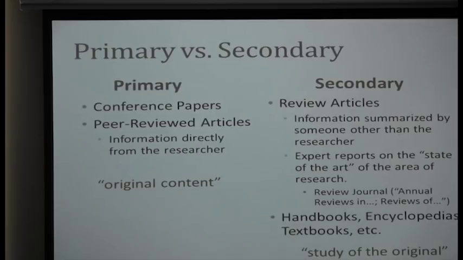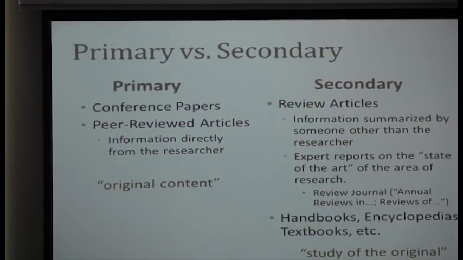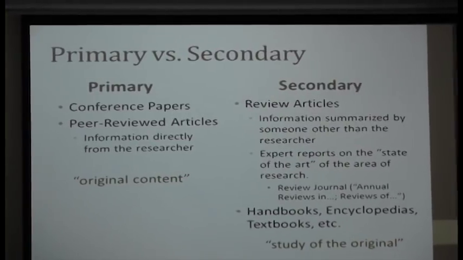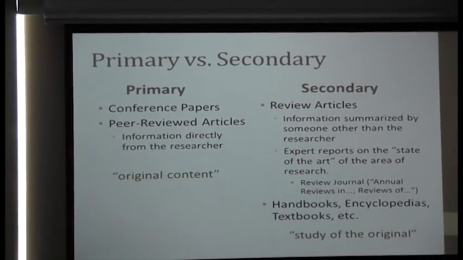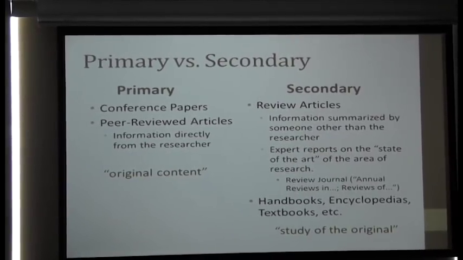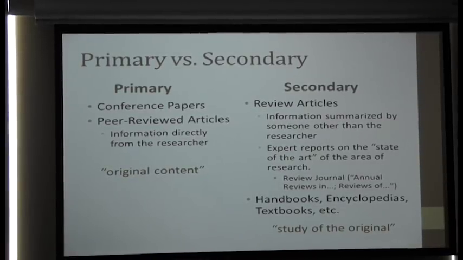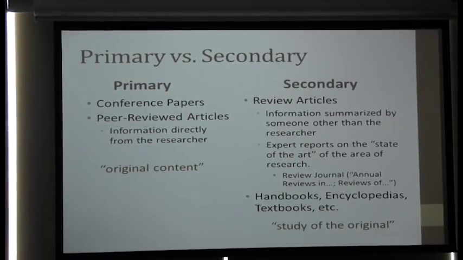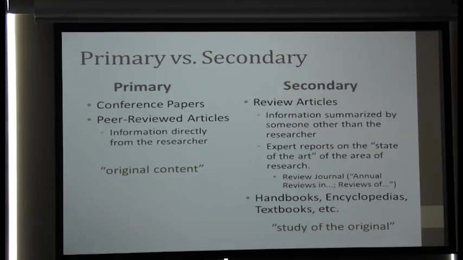Primary versus secondary information. This kind of goes back to grade school, I know. But I kind of put it more in a scholarly sense here so that in the library, primary sources are conference papers or peer-reviewed journal articles. Those are primary sources because they're written by the person who's done the actual research. And then secondary information are things found in review articles.